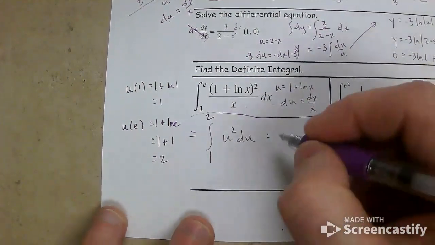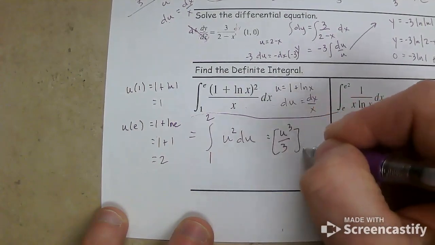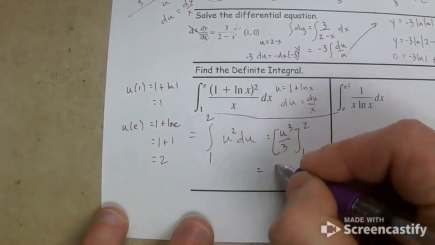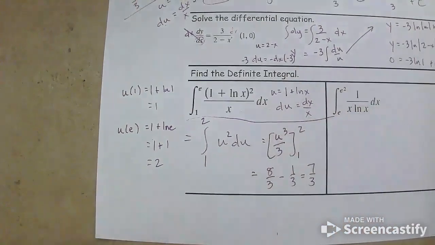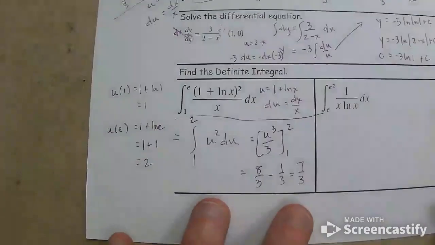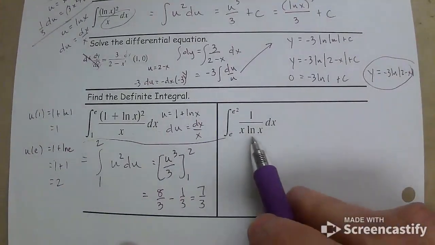Okay, so this is going to be equal to u cubed over 3 from 1 to 2. So that'll be 8 thirds minus 1/3, which is 7 thirds. Feel free to check it on your calculator in case I made a mistake. All right, over here, same kind of idea.